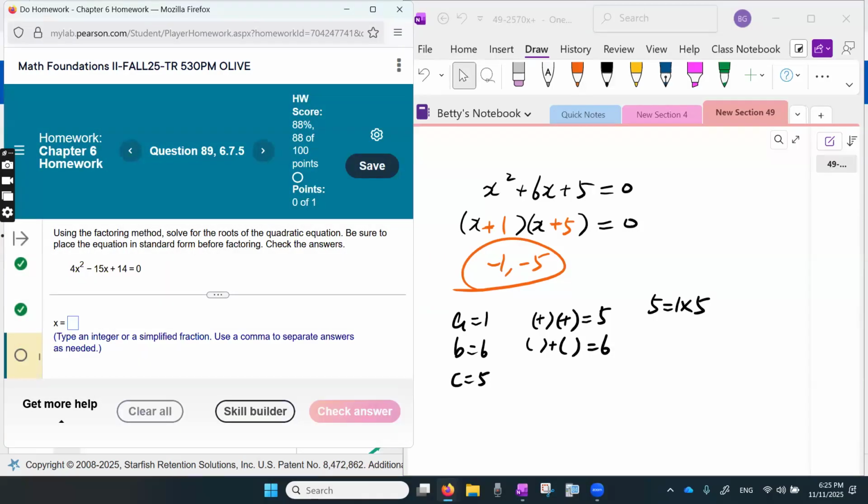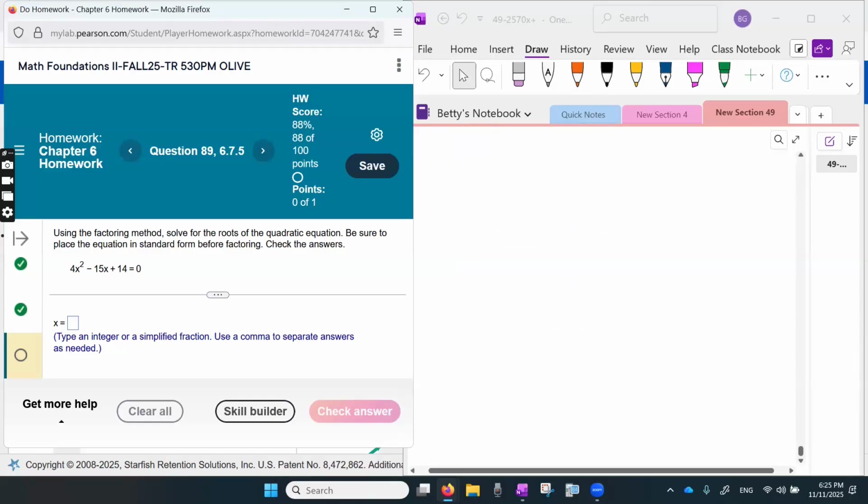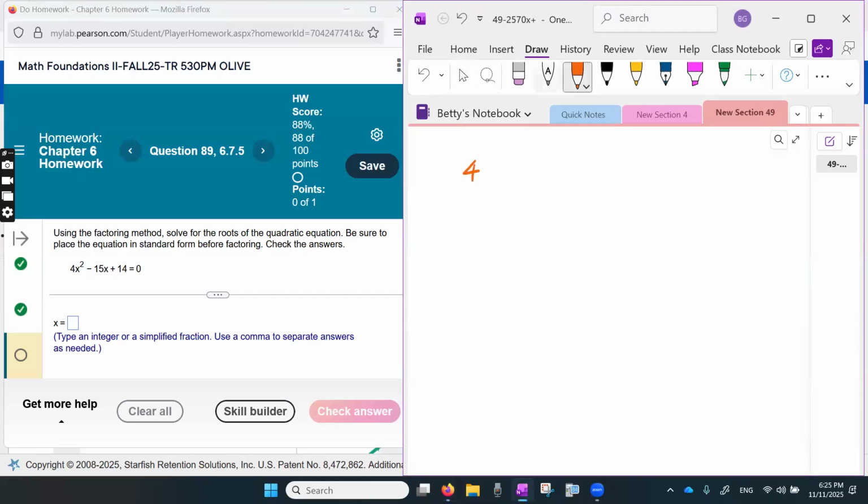89. Okay. So no GCF, right? Yeah, 15 is not even. The other two numbers are even. So this is a new type of equation. We did not cover this in previous sections. I'm going to slow down.